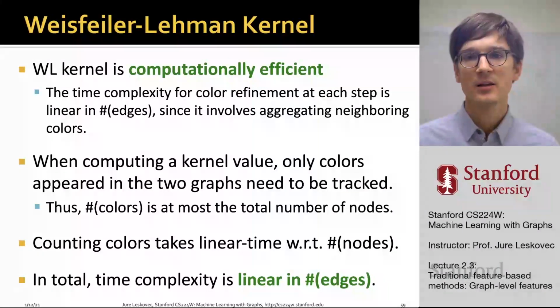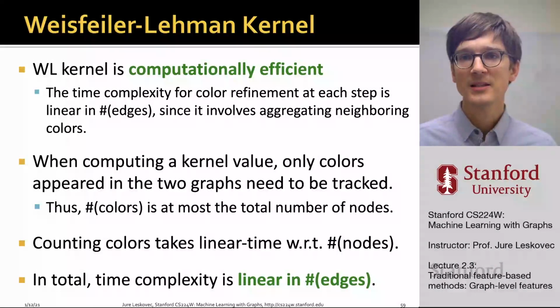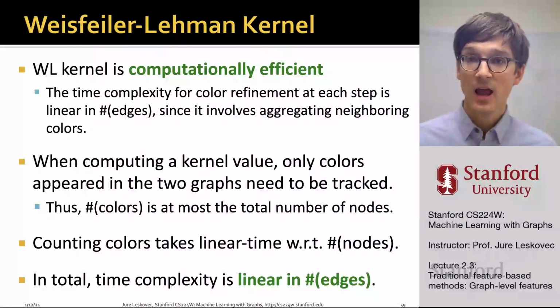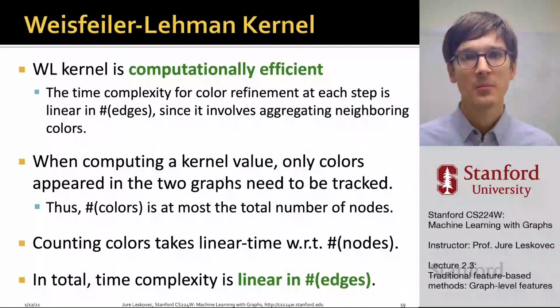And counting the colors again takes linear time because it's just a sweep over the nodes. So the total complexity of computing the Weisfeiler-Lehman graph kernel between a pair of graphs is simply linear in the number of edges in the 2 graphs. So this means this is extremely fast and actually works really well in practice.